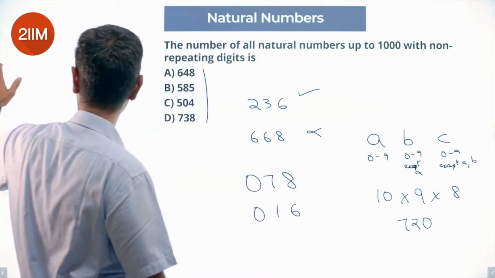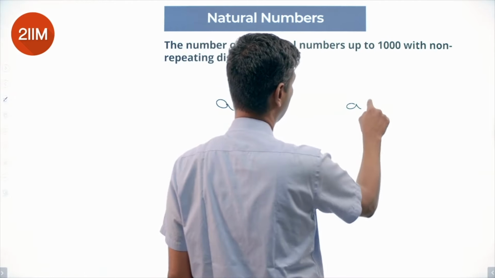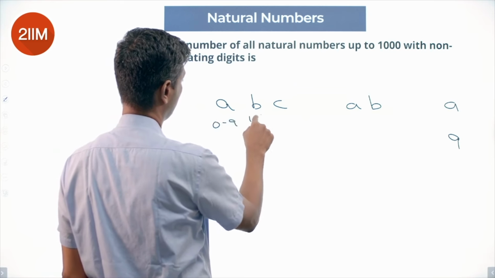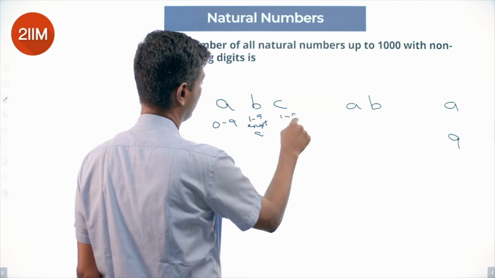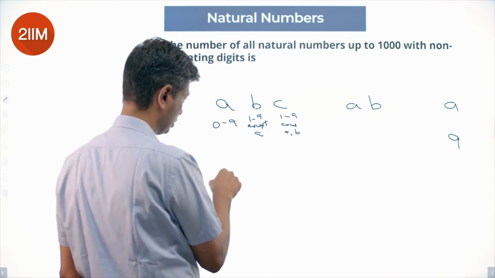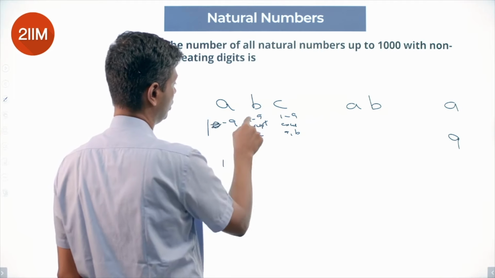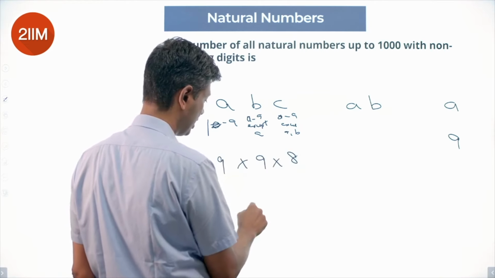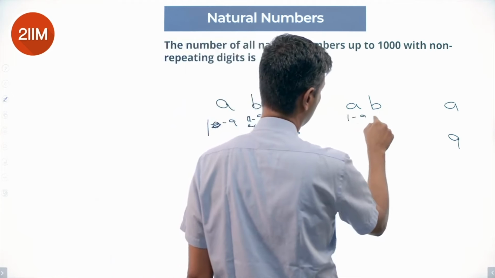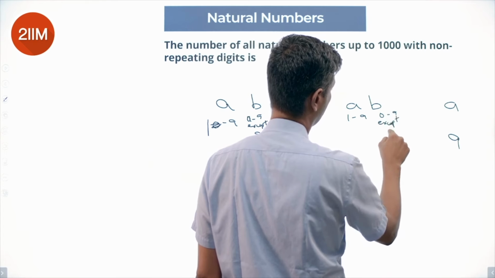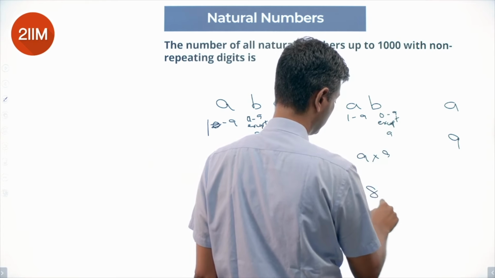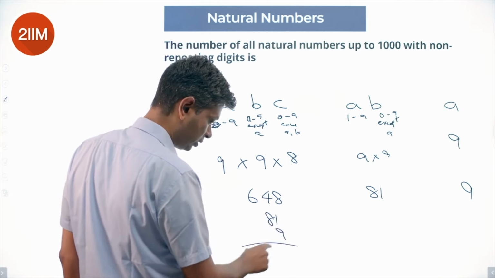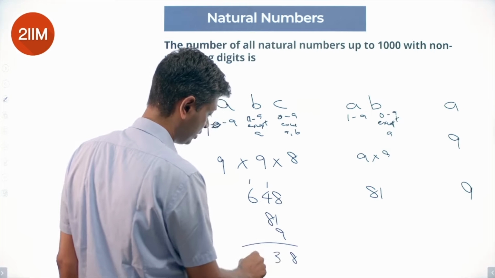So I'm going to say A, B, C, numbers of the form A, B, numbers of the form A. 9 numbers of this type, put it in the bag. This is 1 to 9, 0 to 9 except A, 0 to 9 except A comma B. 1 to 9 is 9 possibilities, 9 possibilities, 8 possibilities, 9 into 9 into 8, 81 into 8, 648. The two-digit ones are 1 to 9, 0 to 9 except A, 9 into 9, 81 possibilities, plus 9. 648 plus 81 plus 9, that comes to 738, done.